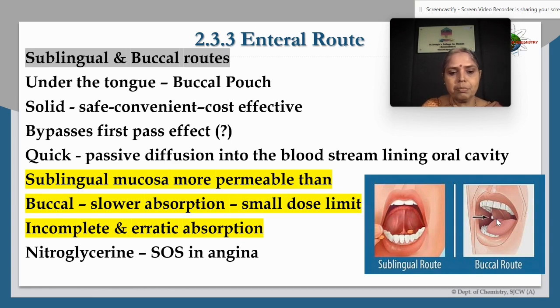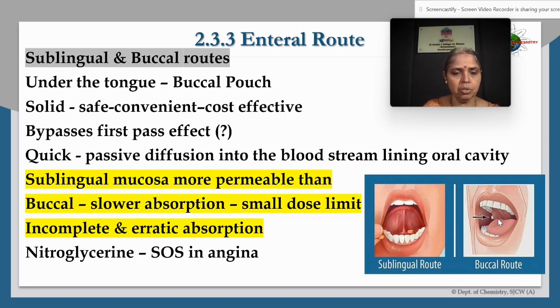The medicine is placed in the buccal pouch, as it is called, between the inner wall of the cheek and the gum. This route is also considered an enteral route. Sometimes you can also swallow it. When you are having the medicine under the tongue, it can also happen that you swallow the medicine. So it is grouped under the enteral category, and only a solid form of the drug can be taken through this route.